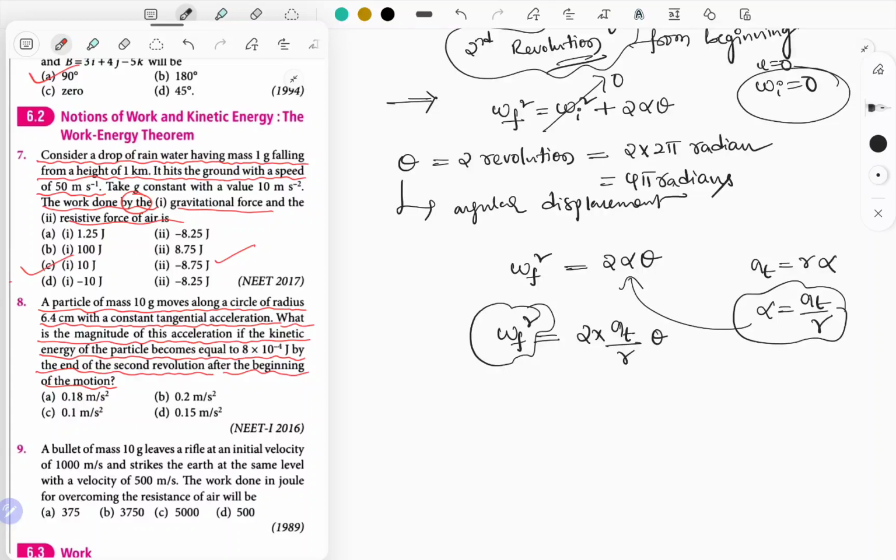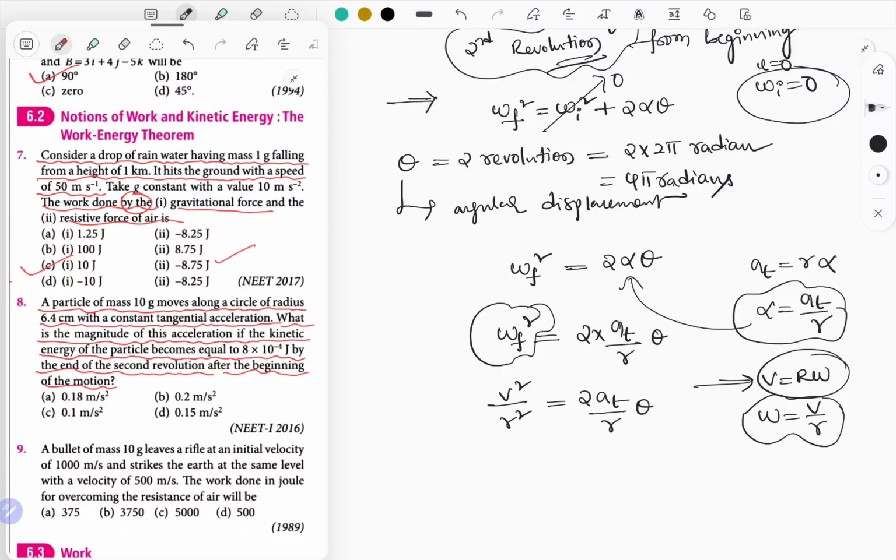I just have to convert this angular velocity into linear velocity. How to convert angular velocity into linear velocity? V is equal to r omega relation. Then omega is equal to v by r. So that r here we are replacing, it is with a small r, right? See, this is the relation between linear velocity and angular velocity. Let me substitute it here. It is going to be v square by r square is equal to 2 at by r into theta. So r will get cancelled. Then 1 by 2 v square is equal to at into theta into r.